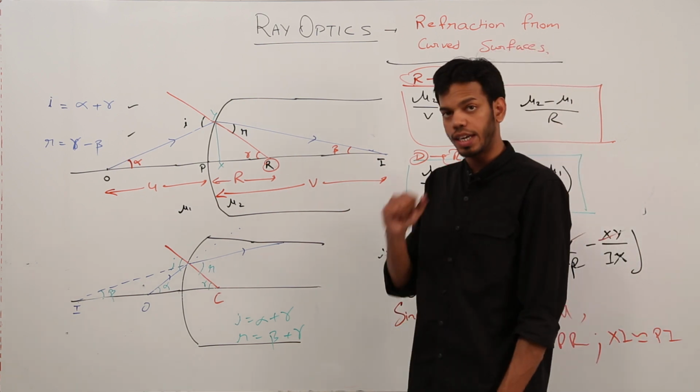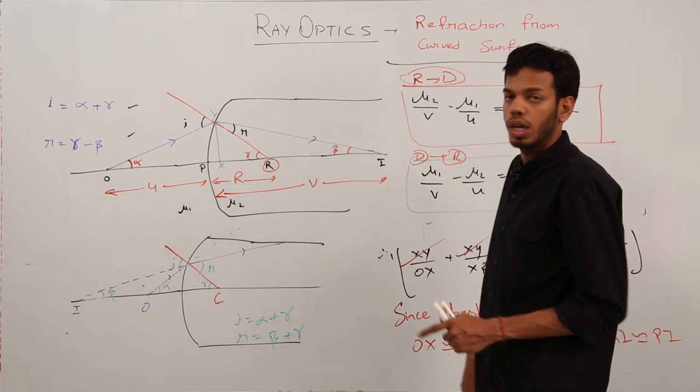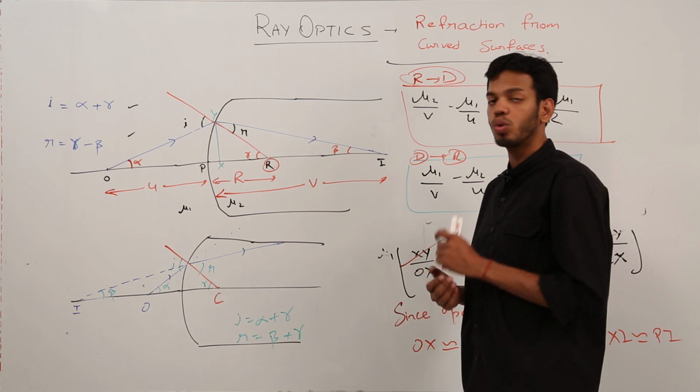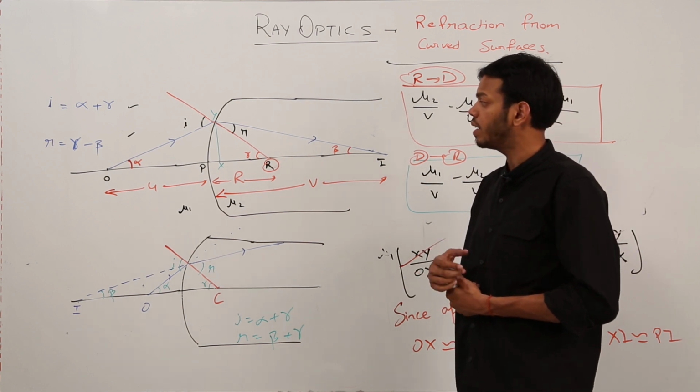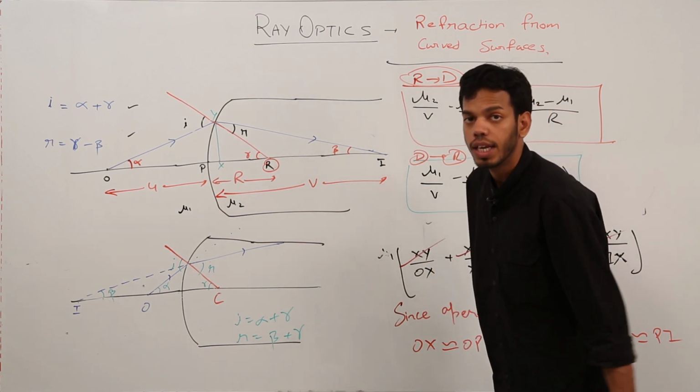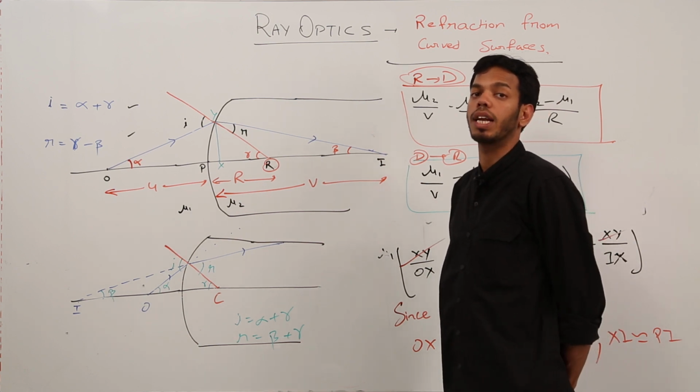So I'll give you another diagram and then we are going to solve the derivation. We are going to do the denser to rarer format and you guys have to figure out if you can give the relation between I, R, alpha, beta and gamma or not, okay?